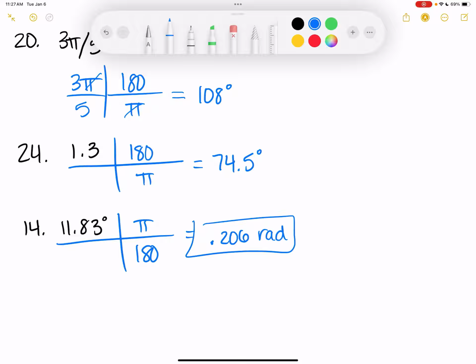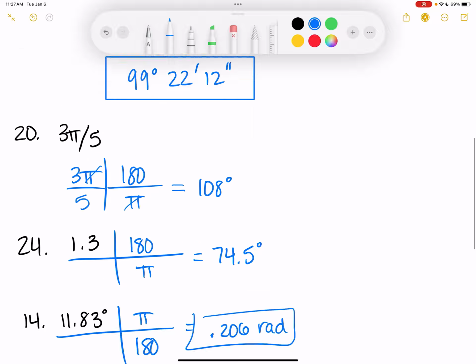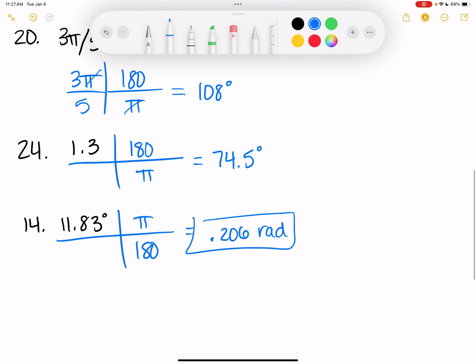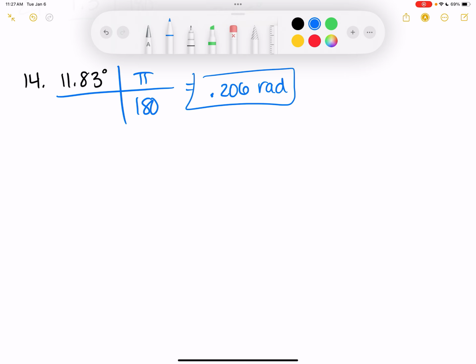All right, questions on those? If in, say, a word problem, you needed to convert your degrees to radians and it was in degrees, minutes, seconds, obviously we would just take what we have, like these up here. So if we had this, like, 48.51, and then we would multiply by pi over 180 and turn it into radians that way. But like I said, I'm not intentionally giving you one like that. I'm just explaining the process.